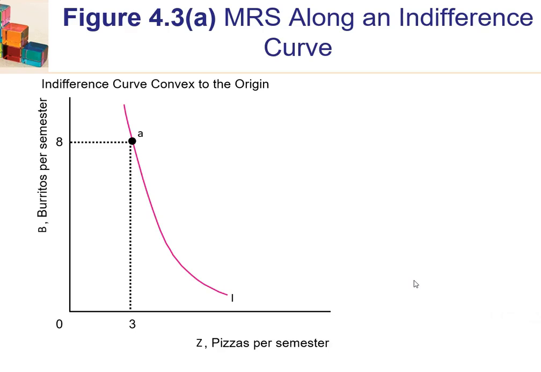Let's show this on a graph. Here's our initial bundle, point A, where you had many burritos, 8, and only 3 slices of pizza. And you're willing to move to bundle B by doing a 3-for-1 swap. And at point B, you're willing to only do a 2-for-1 swap. Give up 2 burritos for one more slice of pizza.